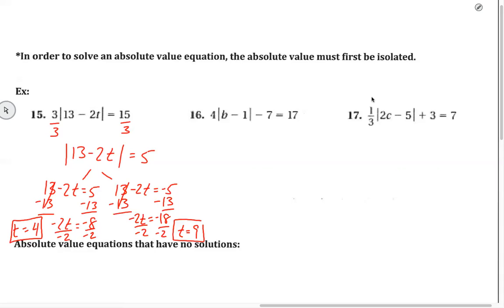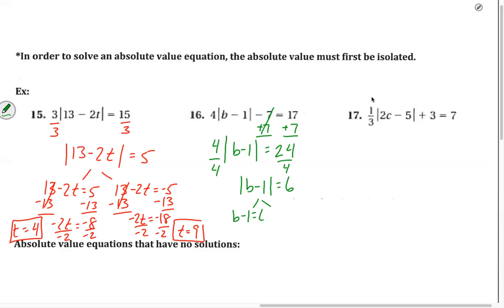All right, with number 16, there's 2 things I have to do first. First thing I have to do is add that 7. So 4 times the absolute value of b minus 1 equals 24. Now I divide by that 4. I have the absolute value of b minus 1 equals 6. Now I can break it apart and have b minus 1 equals 6, and b minus 1 equals negative 6. So I'm going to add 1. And I get b equals 7 on the left-hand side. And on the right-hand side, I have b equals negative 5.